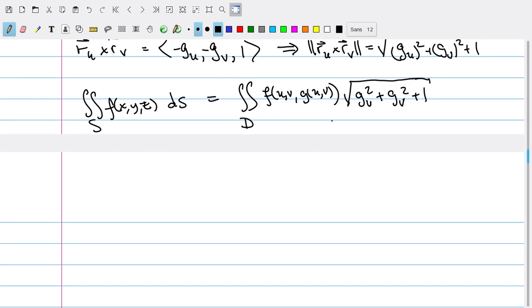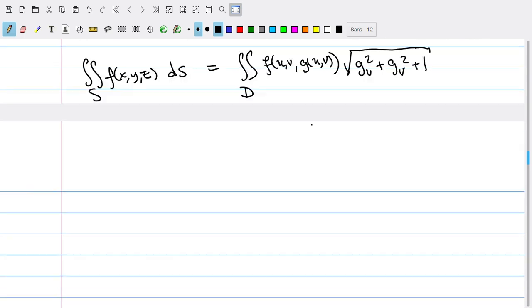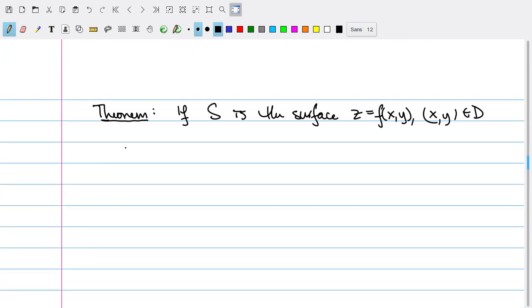In particular, I never really needed to do the change of variables from x to u and y to v. I could just let x and y be the parameters themselves. So to summarize, we have the following equation. If S is the surface given by z equals g of (x,y) for some (x,y) in the domain D, then the double integral over S of f of x, y, z dS is just given by the double integral over D of, oh, and I don't want to double use f here, so let's let the surface be given by g, and the function I'm integrating be given by f.